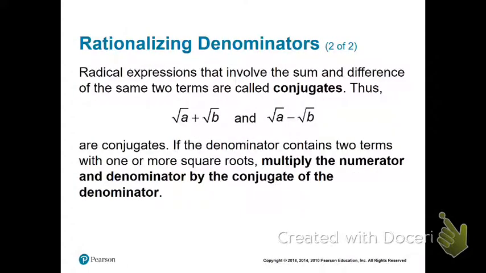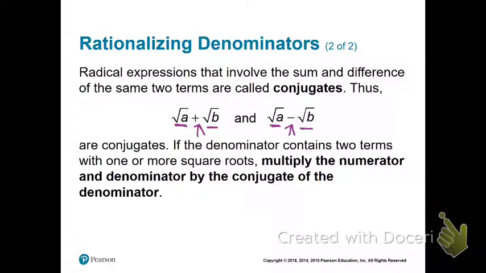But what if it's not just a radical in the bottom? What if there's a sum or difference that has a radical involved in it? So radical expressions that involve the sum and difference of the same two terms are called conjugates. Thus, the square root of a plus the square root of b and the square root of a minus the square root of b are conjugates. Notice for conjugates, the terms are the same. We have square root of a, square root of b, square root of a, square root of b. But the sign in the middle is different. That's what makes it a conjugate.